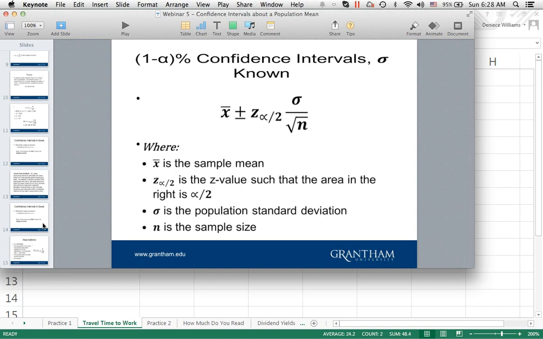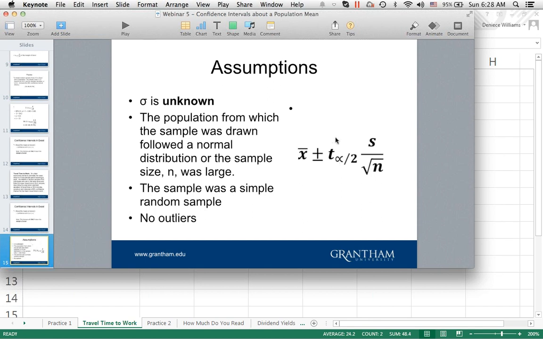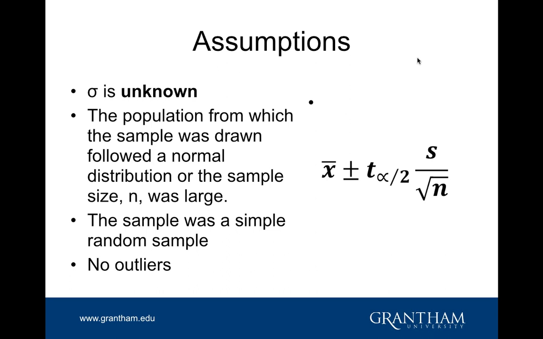If you don't know the population mean, more than likely you don't know the population standard deviation. So we have to use a different formula if you don't know the population standard deviation. And that formula is this one, using the t-distribution. The formula that's on the right uses the t-distribution.